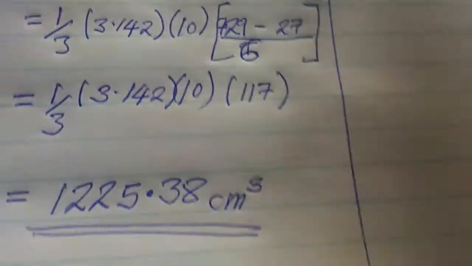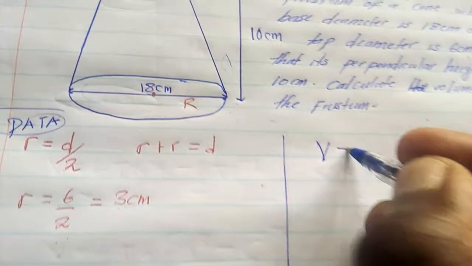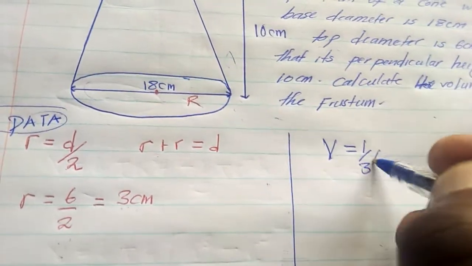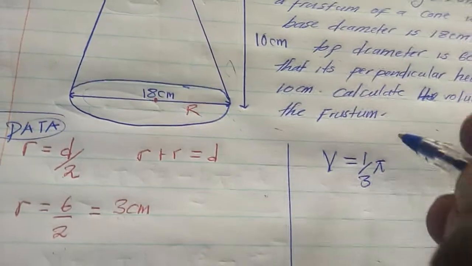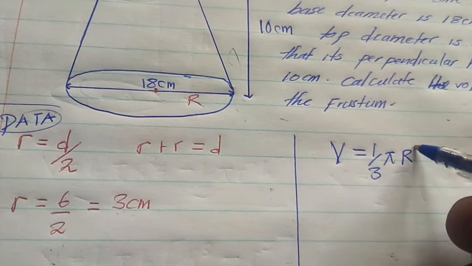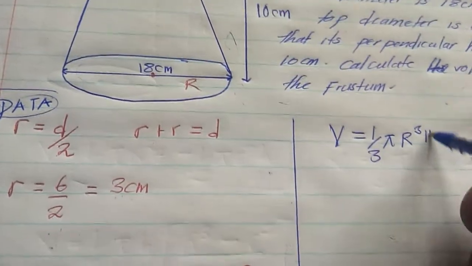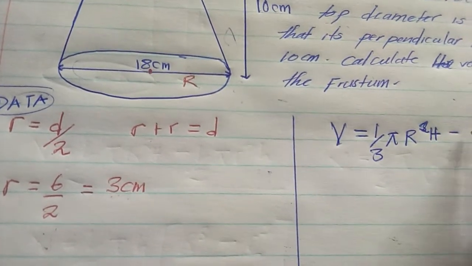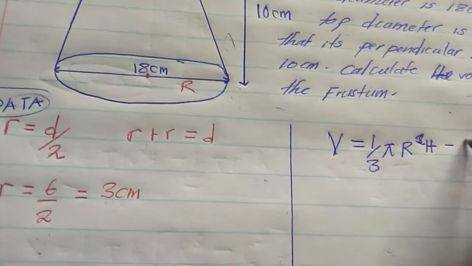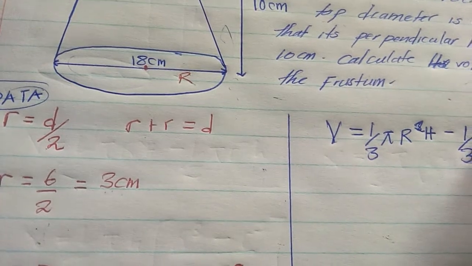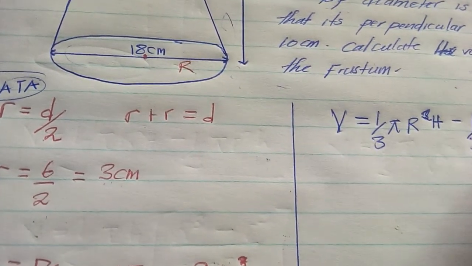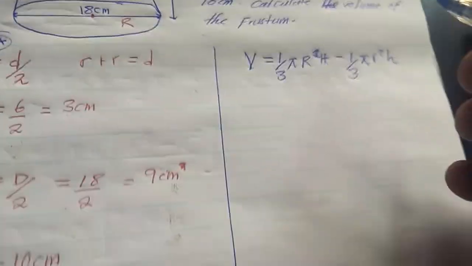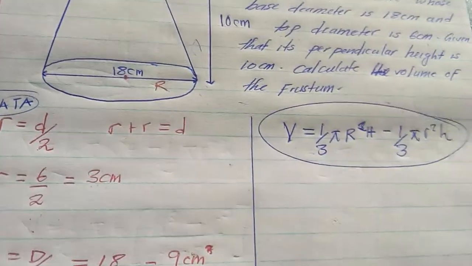So in our next video, we are going to discuss how we can calculate the volume of the frustum using the formula V equals 1/3 pi radius cube h minus radius squared h minus 1/3 pi radius squared h. This is the formula we are going to discuss in our next video.